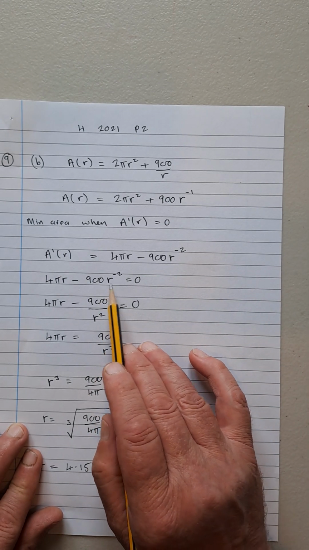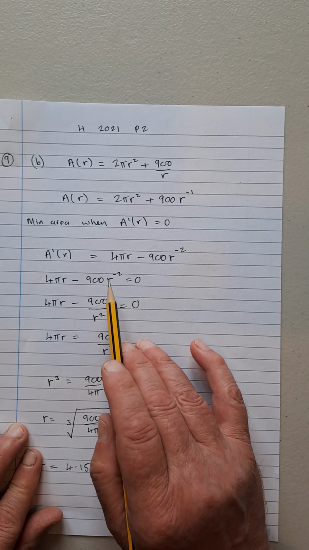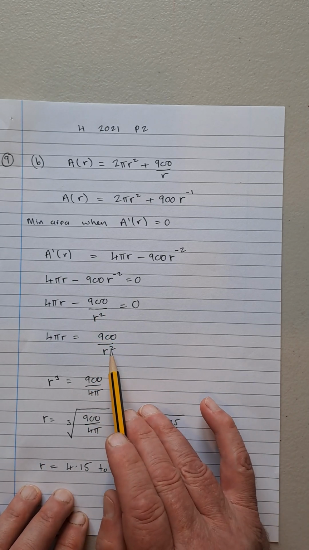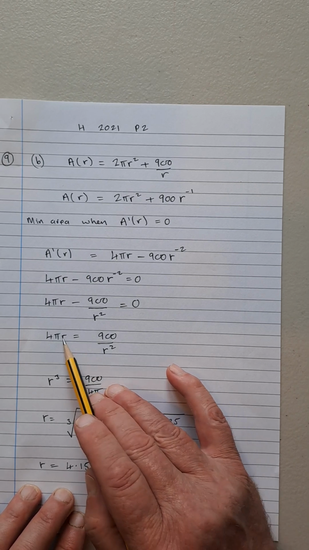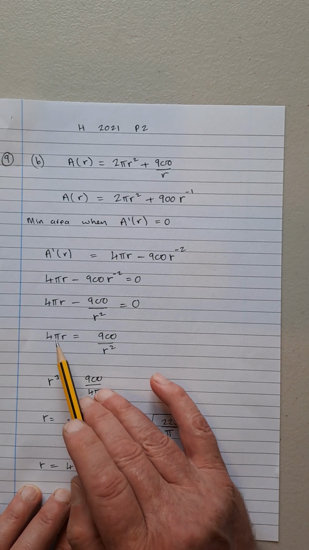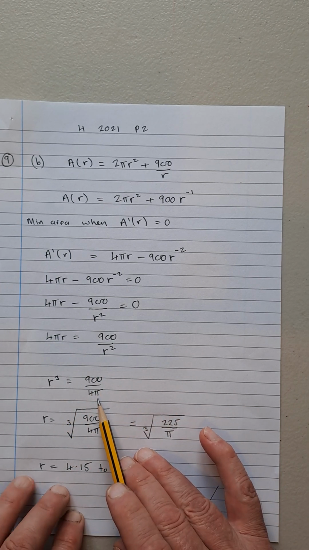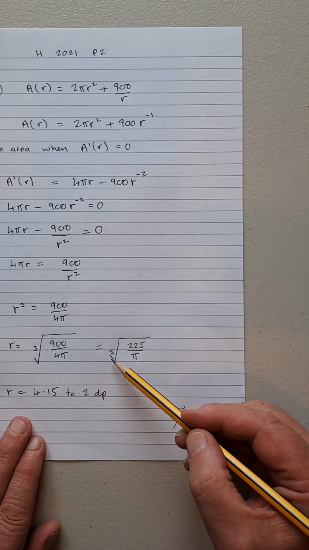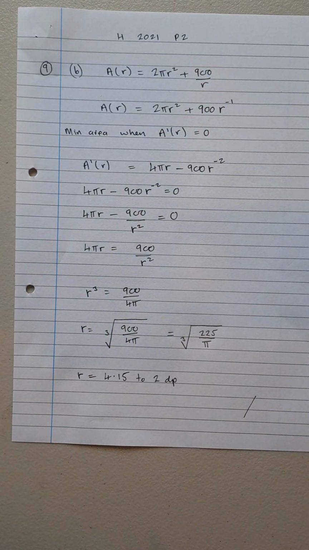And we have to set this equal to 0 here. So let's set that equal to 0. And the first thing we have to do, and you'll notice I've just moved that downstairs because it looks a little bit easier there. Move that over there, change the sign. And then we're just going to solve this. You've probably been shown how to do this. The r squared goes up there to become r cubed, and the 4 pi comes down here. So if r cubed is 900 over 4 pi, r is the cube root of 900 over 4 pi, which is the cube root of 225 over pi. Again, we use our calculator and we get 4.15 to 2 decimal places.